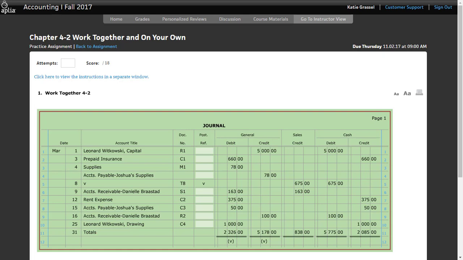We put them in a journal. We have our debits and credit parts. Now, really what we're going to be focusing on a lot for this chapter is this column right here called post reference. So what we're going to be learning in this chapter is how to post.